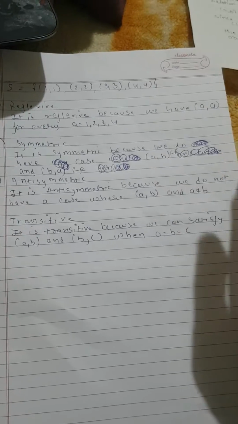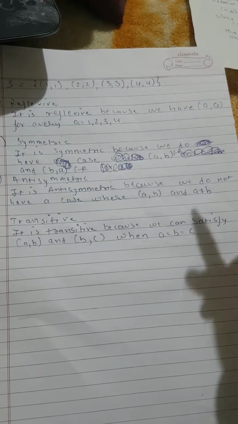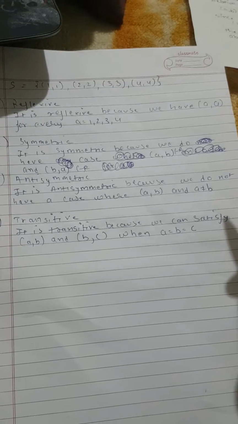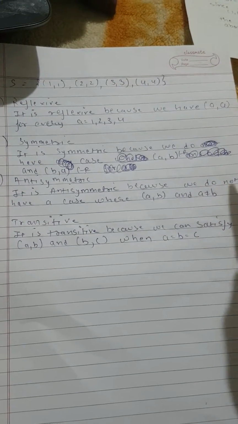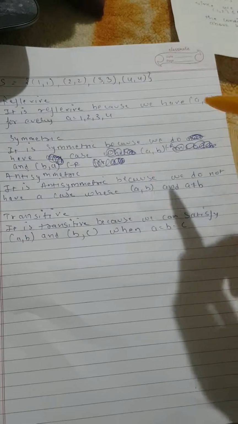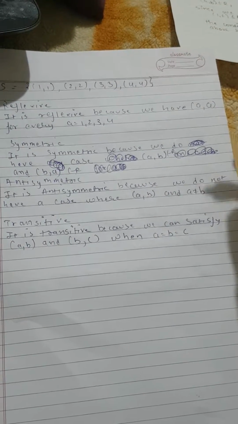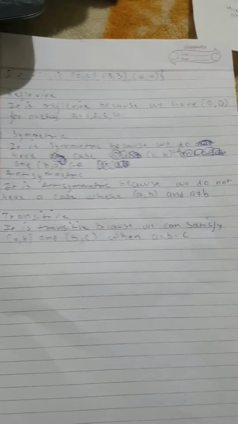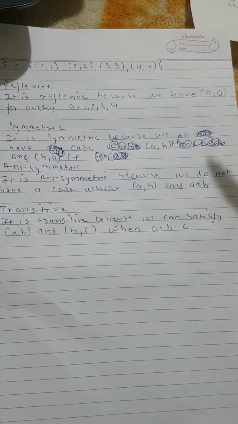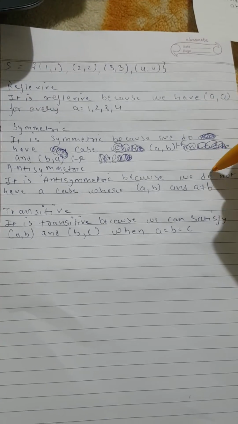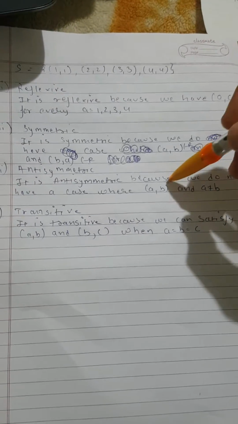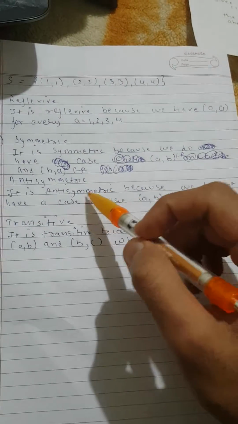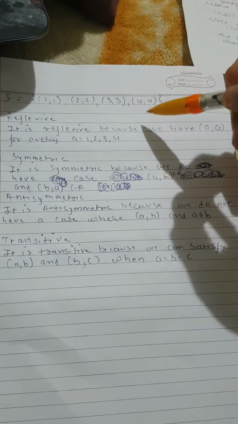Antisymmetric: it is antisymmetric because we do not have a case where (a,b) and (b,a) are in R with a not equal to b. That means for every (a,b) we have a equal to b, and because the opposite condition is never satisfied, it is antisymmetric.